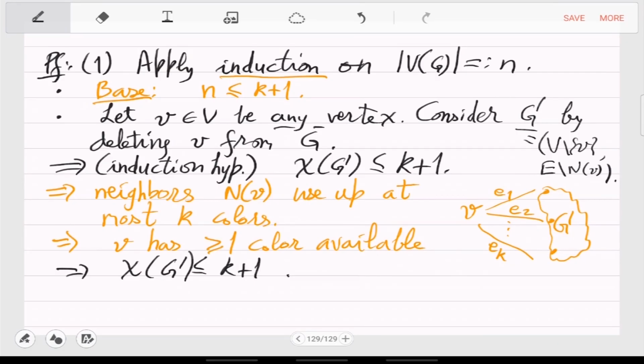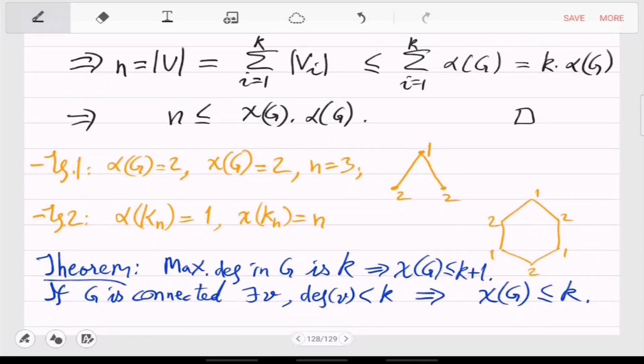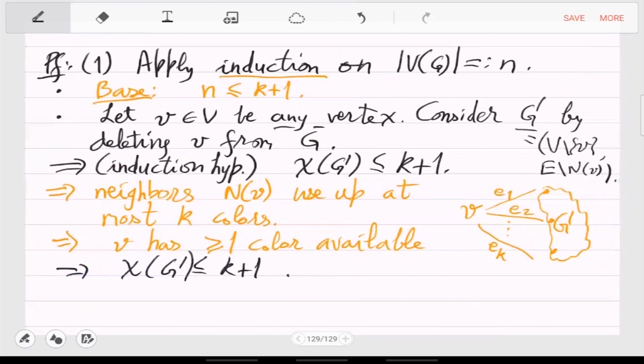Sure, yeah. They can all be the same color. We had an example, right? We had this example of partial triangle or star. In a star, all the neighbors have the same color. That is possible.